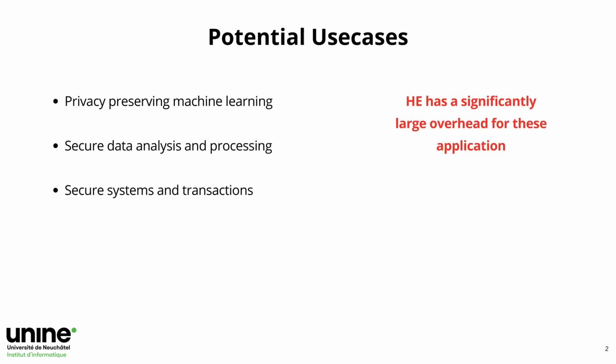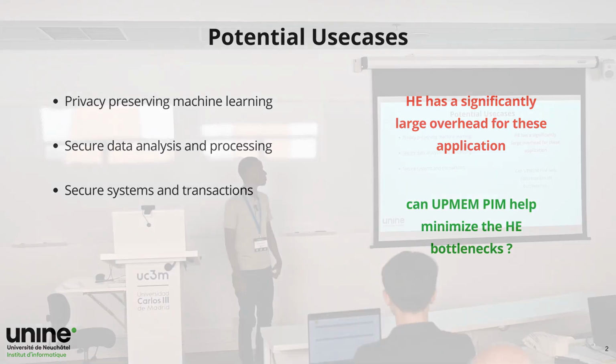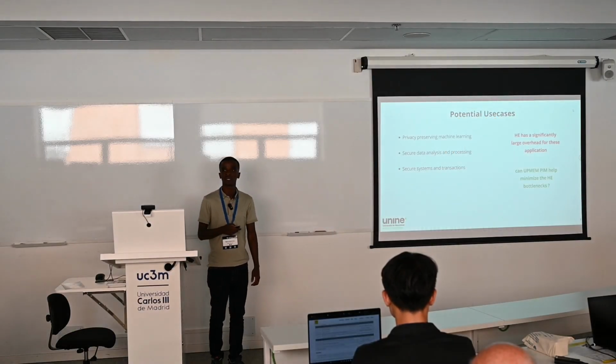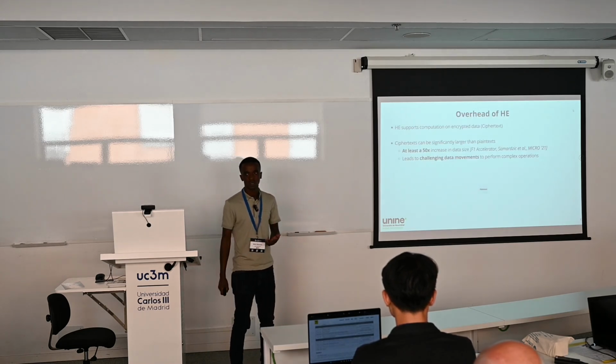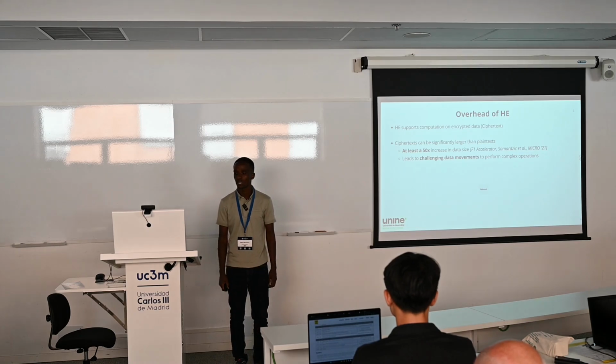However, homomorphic encryption has a significantly large overhead for this type of application, and we try to check whether UPMEM PIM can help minimize the homomorphic encryption bottlenecks. So the first question is where the overhead comes from.